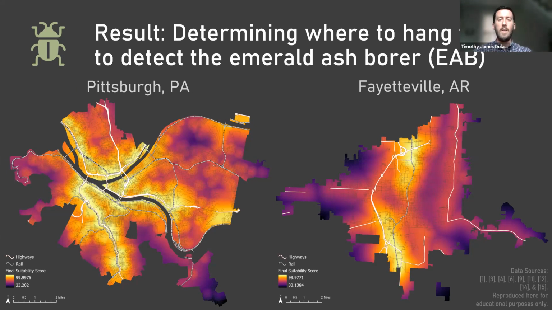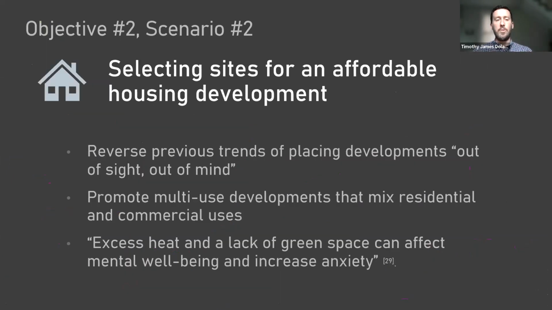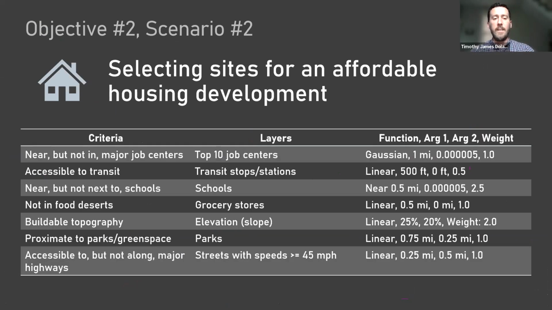investigating further. The second scenario I had proposed was selecting sites for an affordable housing development for the reasons shown here. This scenario was also the inspiration for this entire capstone project, as it related to the comprehensive real estate strategy I was developing at the time. These are the criteria, 7 layers, and parameters I used for the analysis.